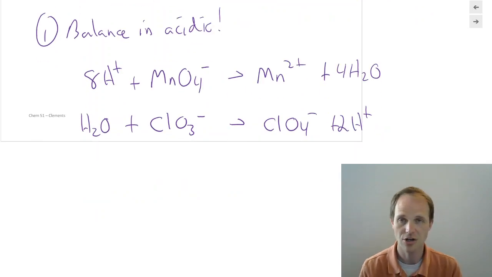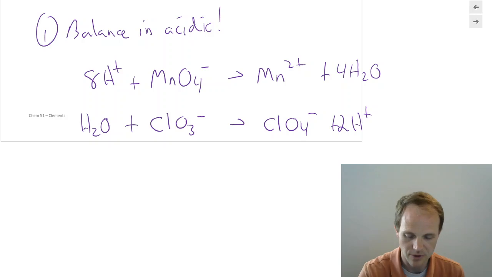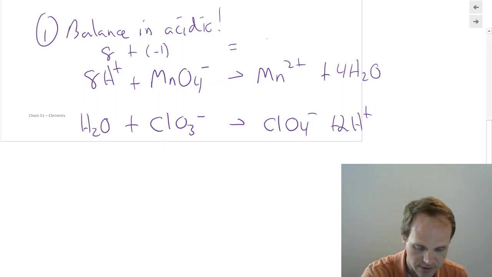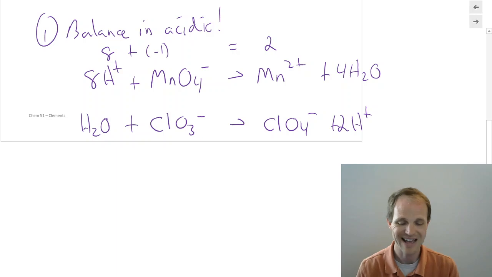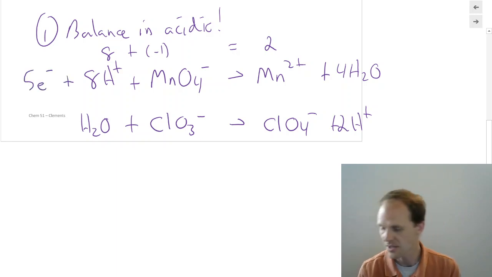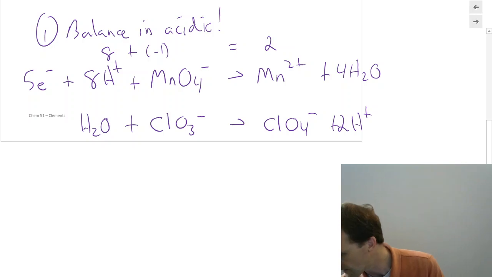Balance my charge using electrons. This one I'll be a little more clear on. I've got 8 plus a minus 1 is equal to 2. So I've got 7 is equal to 2. How am I going to do that? I'm going to do 5 electrons over here. So I've got 5 electrons on that side.